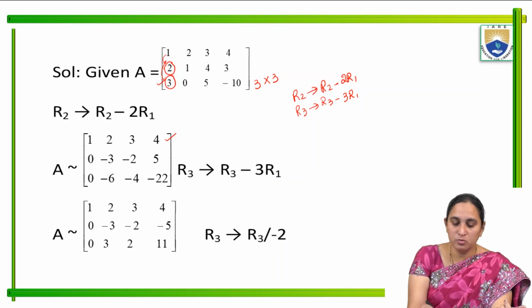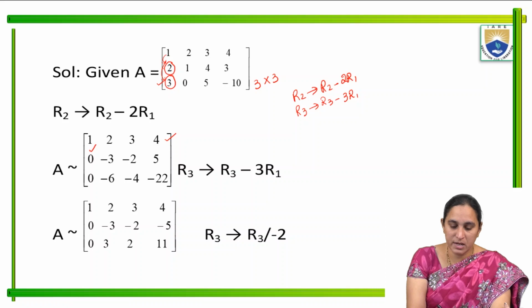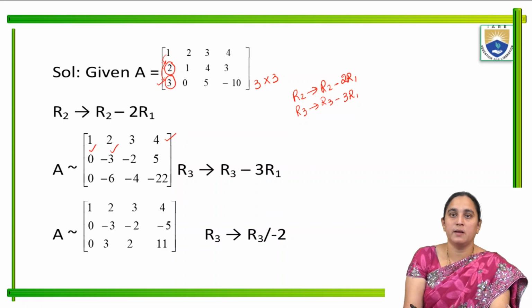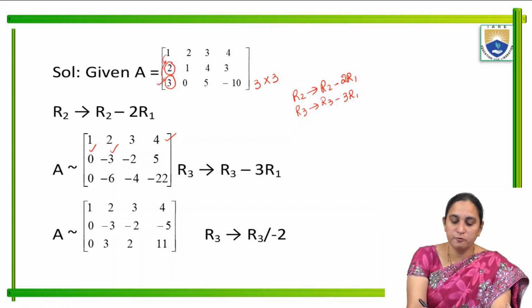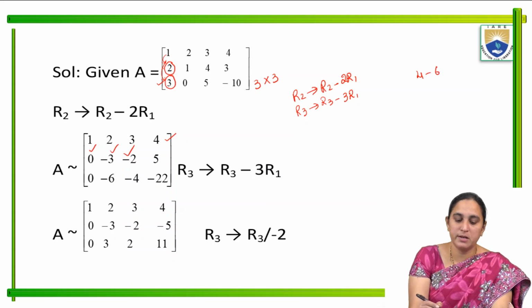For that, R2 minus 2R1: 2 minus 2, this is 0. Next, minus 3 minus 4 into 1... 2 into minus 2, 1 minus 4, this is minus 3. And next, 4 minus 3 into 2, 4 minus 6, that is minus 2.